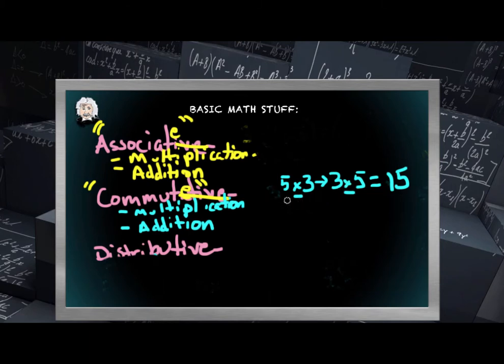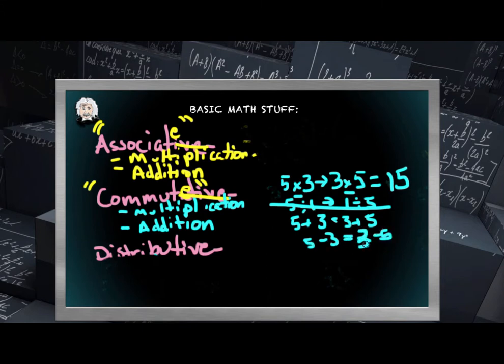How about division? Can I do that for 5 divided by 1? Is that the same as 1 divided by 5? No, of course not. 5 divided by 1 is 5. 1 divided by 5 is 1/5 or 20%. Those two are not the same. So, like associative property, commutative property is not true for division. And likewise, it's true for addition and not subtraction. 5 plus 3 equals 3 plus 5. They're both 8. But 5 minus 3 is plus 2, and that does not equal 3 minus 5, which is negative 2.